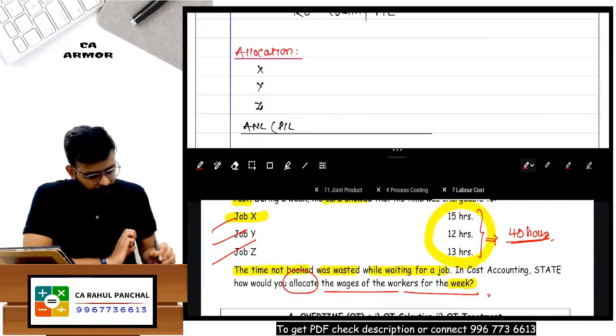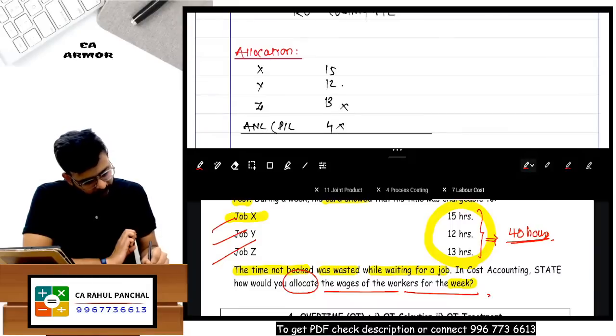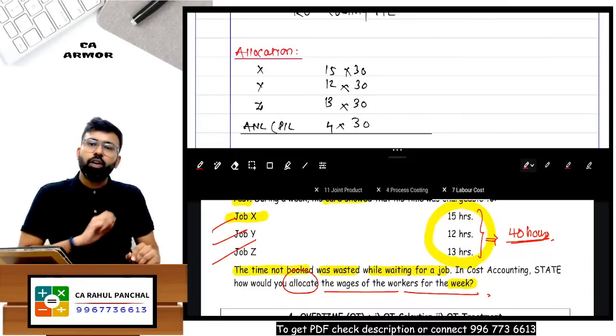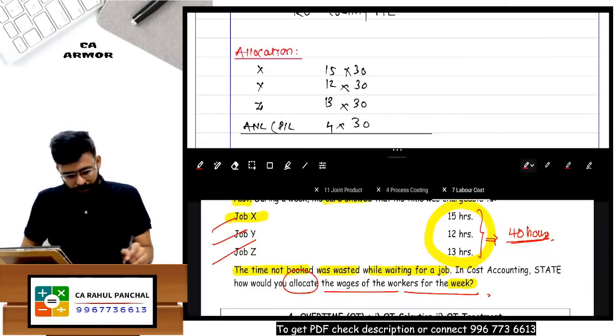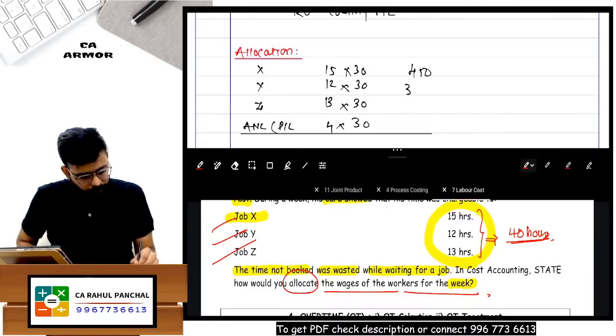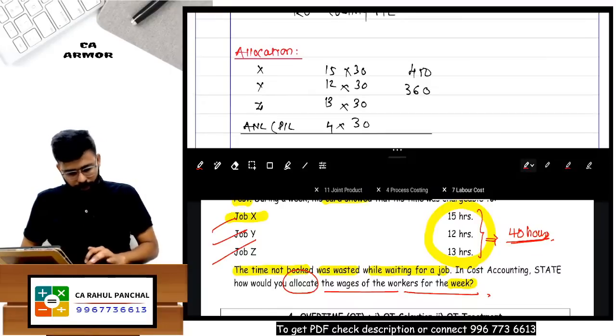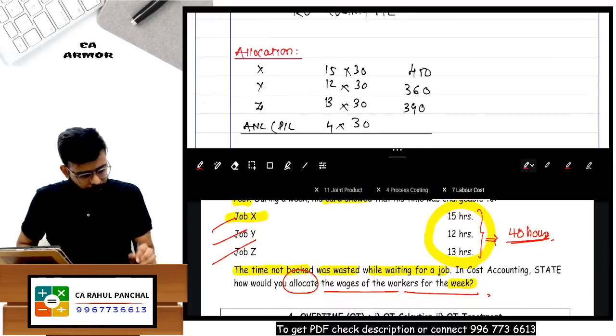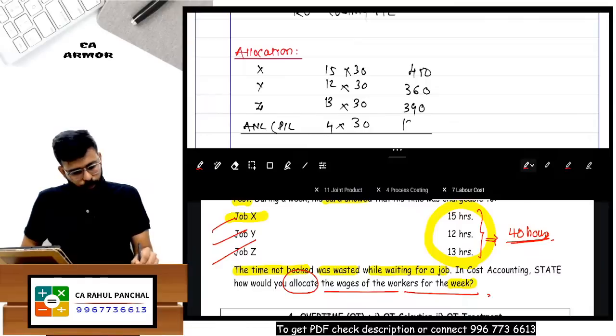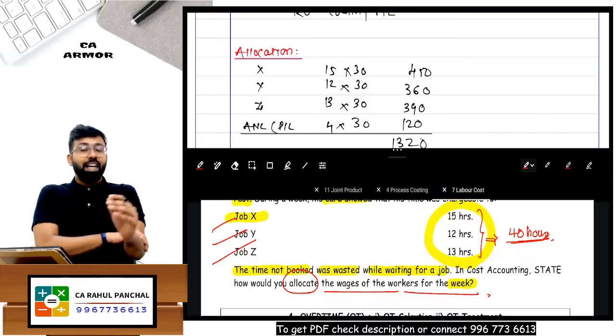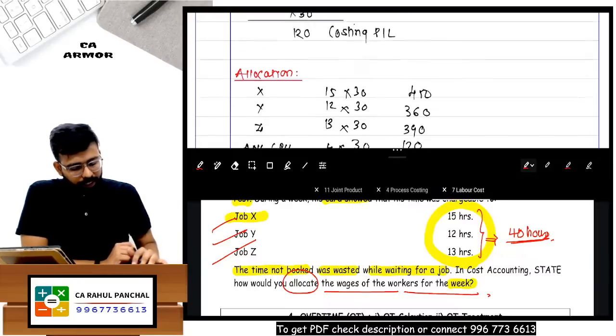Now you just need to do one thing. You will write down the hours, 15, 12, 13 and 4 hours wasted, and everything will be multiplied by 30 because you charge 30 rupees when a worker is working for 1 hour. So 30 multiplied by 15 gives you 450, 12 multiplied by 30 gives you 360, 13 multiplied by 30 gives you 390, 4 multiplied by 30 gives you 120. So 450 plus 360 plus 390 plus 120 gives you 1320. That is the payment that you made to your worker, 1320.